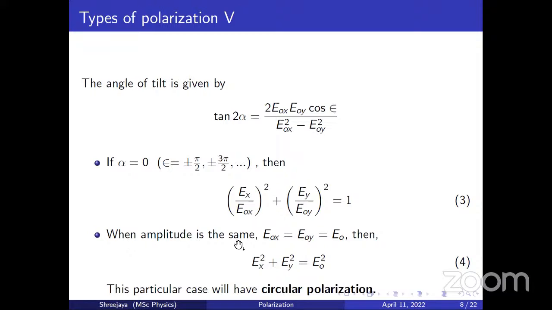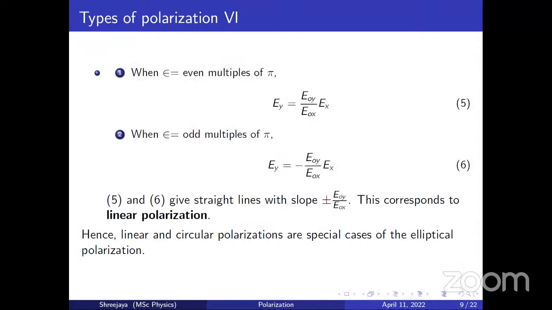And when the amplitude of the two electric field components is E naught, then we obtain the equation of a circle, which is circular polarization. This is elliptical polarization, and this is circular polarization.